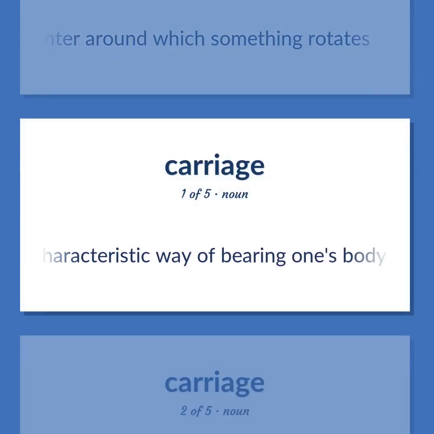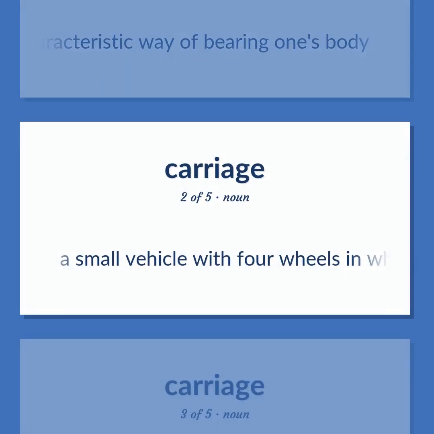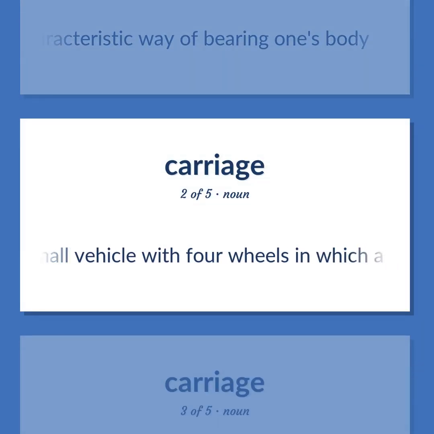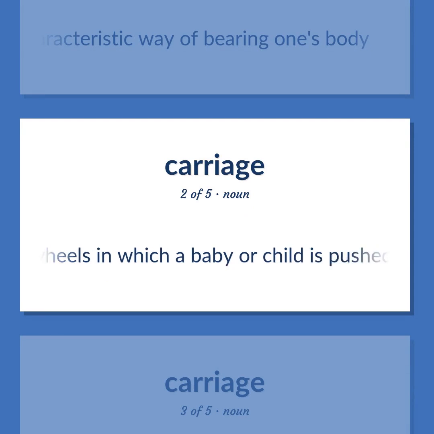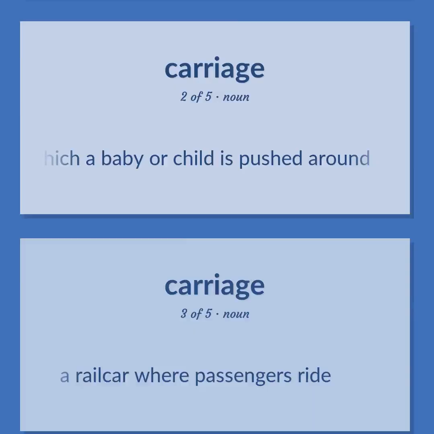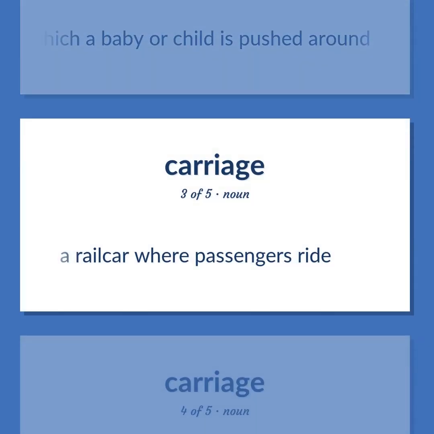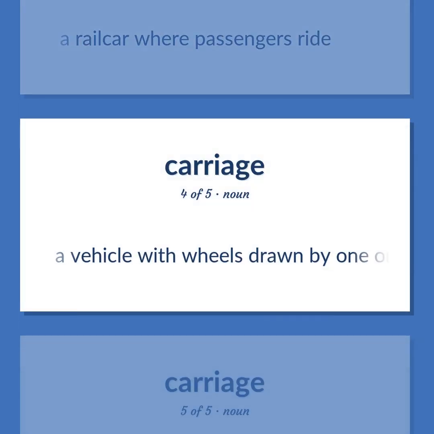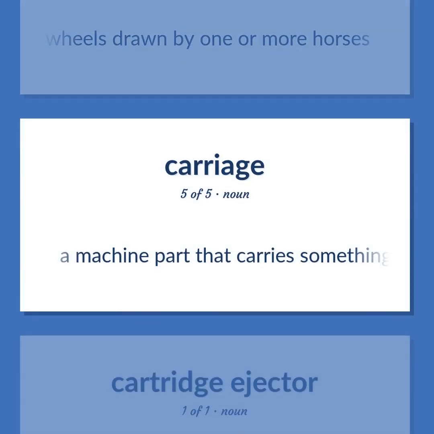Characteristic way of bearing one's body. A small vehicle with 4 wheels in which a baby or child is pushed around. A railcar where passengers ride. A vehicle with wheels drawn by 1 or more horses. A machine part that carries something else.